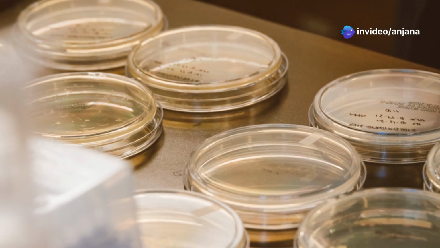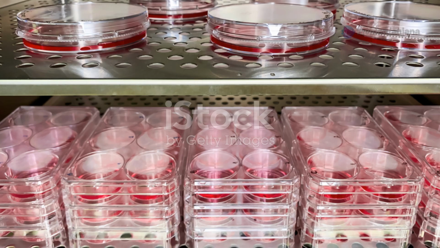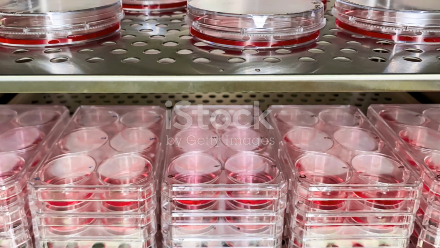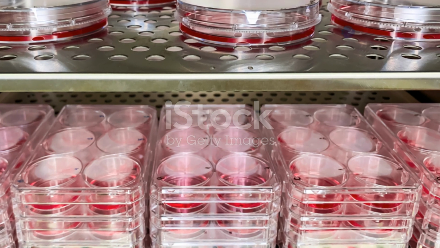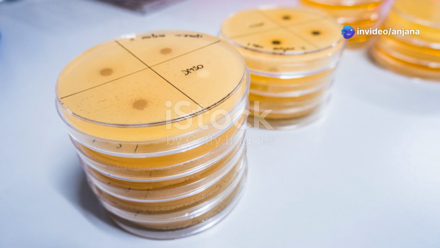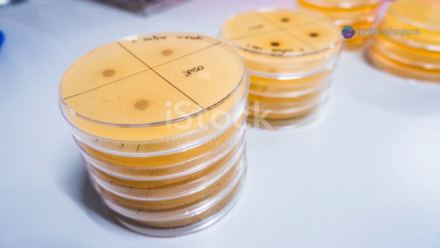Different microorganisms have different optimal growth temperatures. For example, bacteria that commonly infect humans often grow best at 37 degrees Celsius, which is human body temperature. Other microbes might prefer cooler or warmer temperatures. The duration of incubation is also very important.